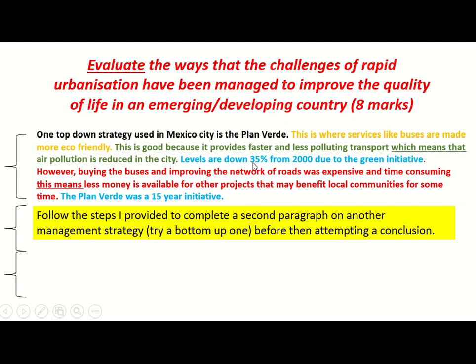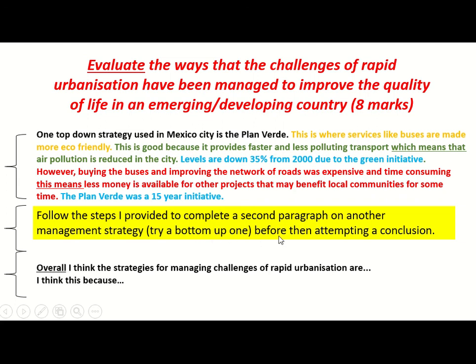Now, you could try that with another management strategy for Mexico City. I'd probably go for a bottom-up strategy, just to have a bit of a contrast, because this is a top-down strategy. And then finally, overall, you decide, are these strategies generally better or worse? Are they good or bad? Do you think they're positive or negative? And why? Now, this is where you can basically say anything you want, but go for what you think, whether it affects the most, whether the cost justifies doing it, etc. So evaluate questions, more tricky, but again, still have a very definite bump, bump, bump, bump, bump, bump structure.